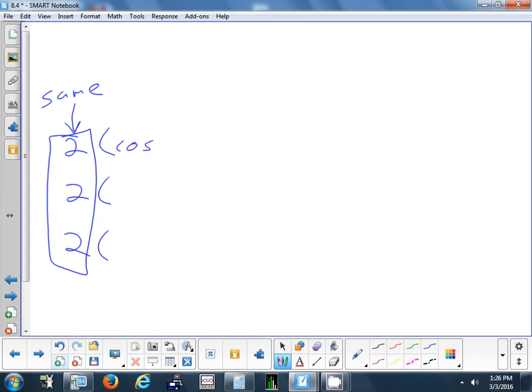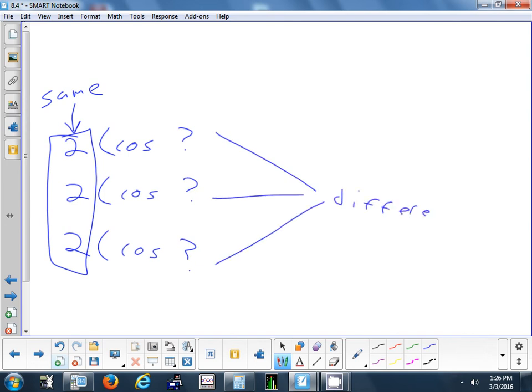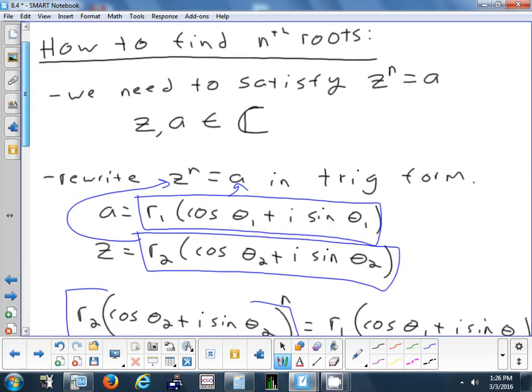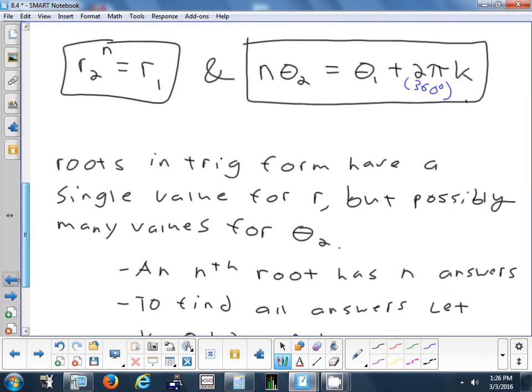What's going to be different for each one is the angle. We don't know what it's going to be, and it's going to be different for each one. I didn't write the whole thing out. It would be cosine of an angle plus i sine of the angle. So you'd have 3 different angles. Radii are the same. So an nth root has n answers.